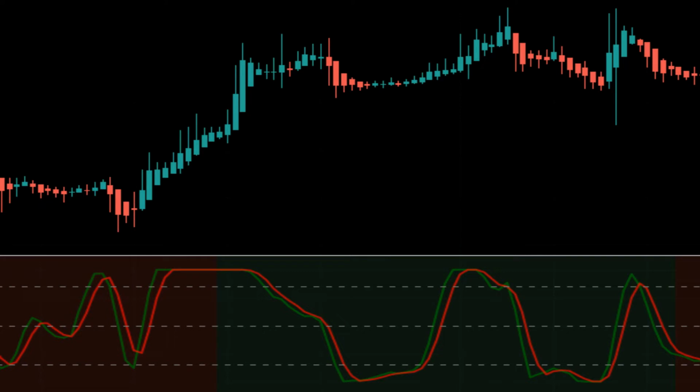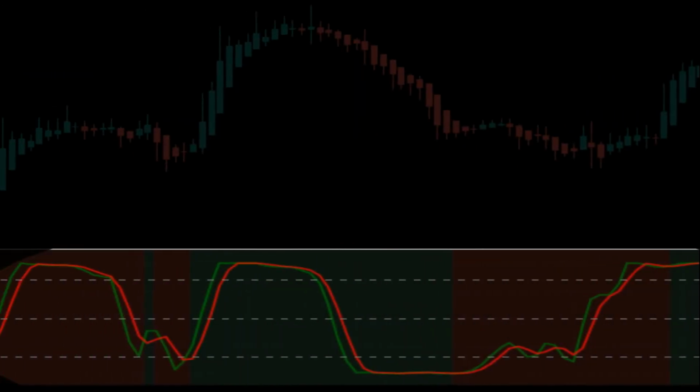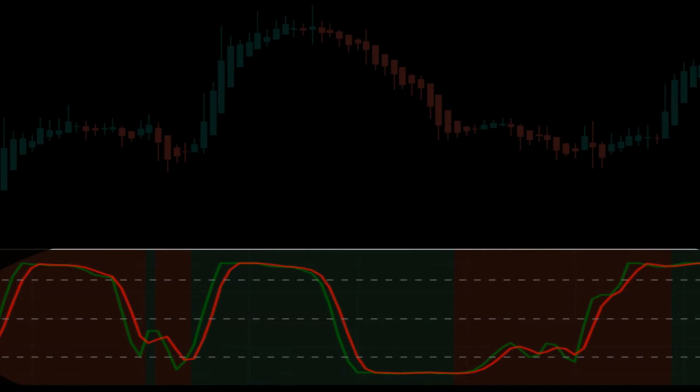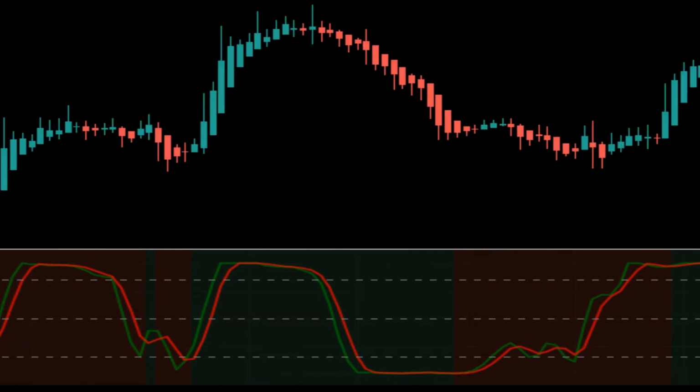Some of the most popular Heiken Ashi candlestick chart patterns are Morning Star, Evening Star, Bullish Engulfing Pattern, and Bearish Engulfing Pattern.